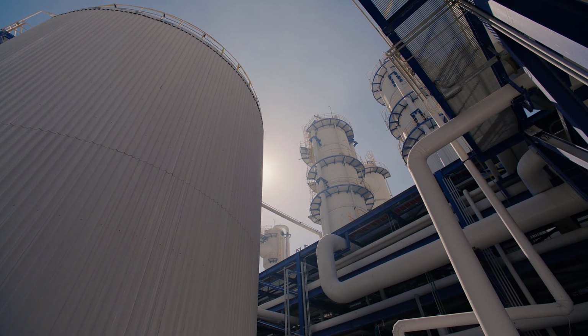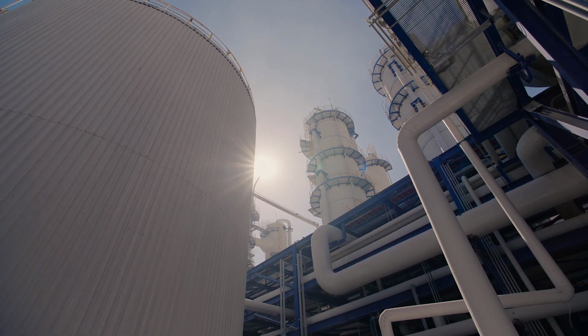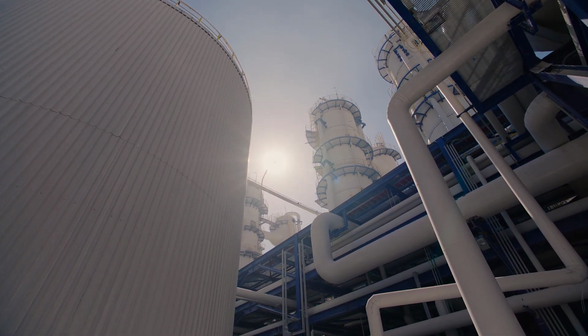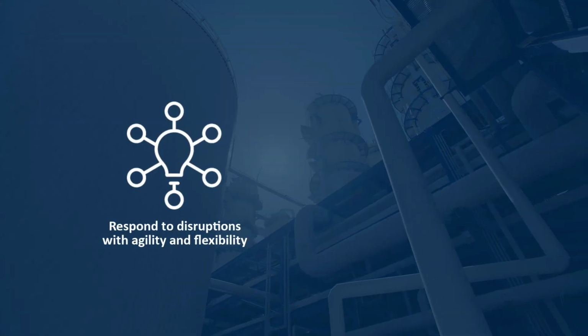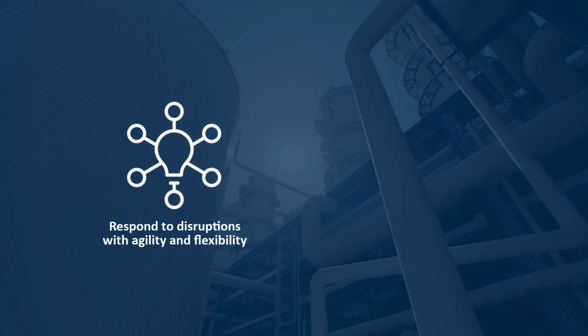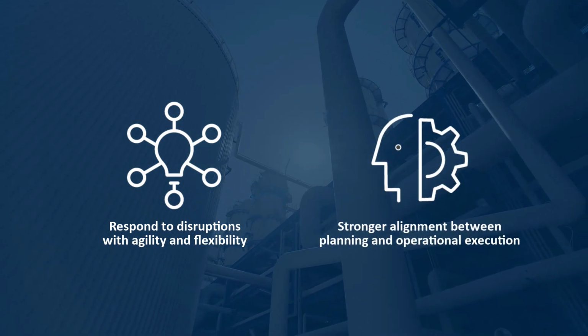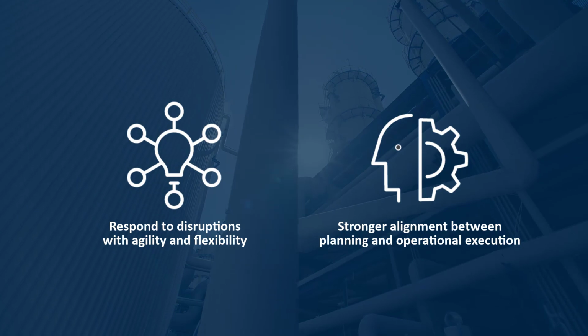By increasing production visibility to schedulers, production engineers, and other key stakeholders, production can respond to disruptions with agility and flexibility, with a stronger alignment between planning and operational execution.